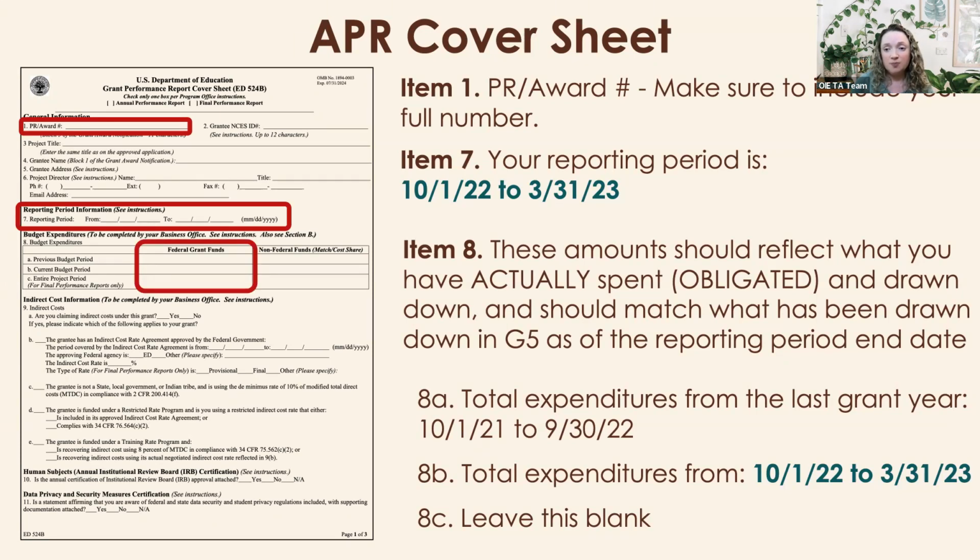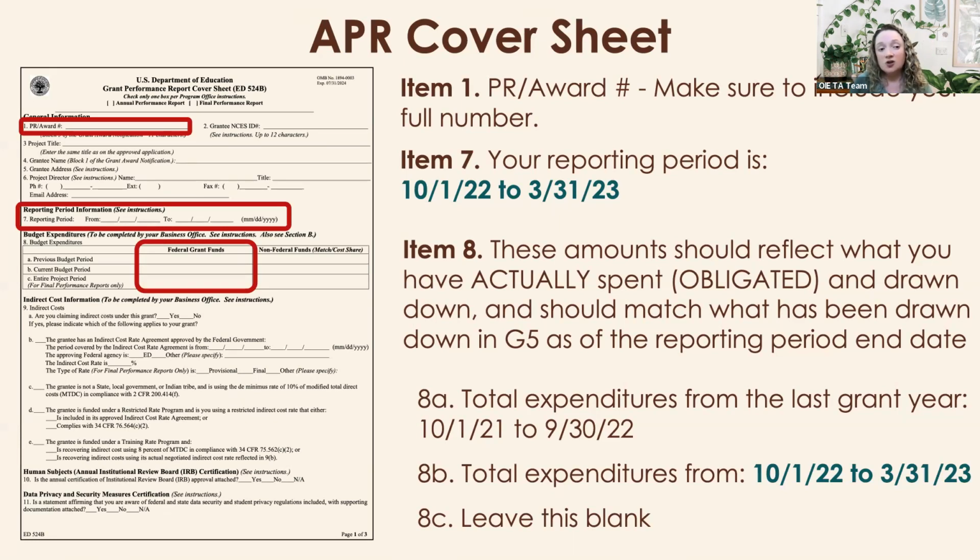Item 8 is your budget information. Item 8 on the cover sheet is solely based on drawdowns. Drawdowns in G5. So for 8A, it's going to be all the drawdowns from last year. So from October 1st, 2021 to September 30th, 2022. For 8B, it's going to be your drawdowns from October 1st, 2022 to March 31st, 2023. So again, just this reporting period.